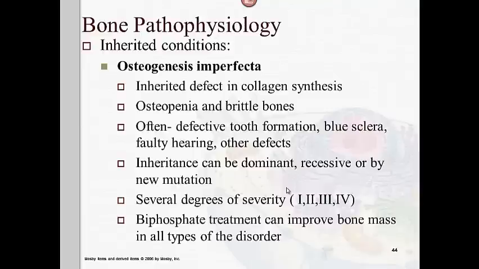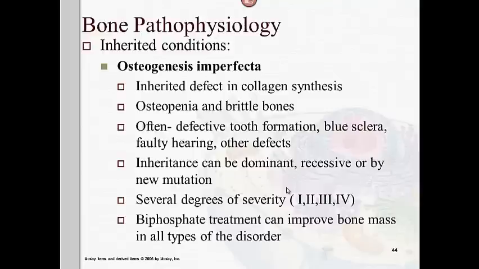In type 2, which is more severe and could be lethal, patients also have blue sclera. The skull is soft. When palpated, it feels like a bag of bones. Trauma during delivery may cause intracranial hemorrhage and stillbirth in this type of patients.